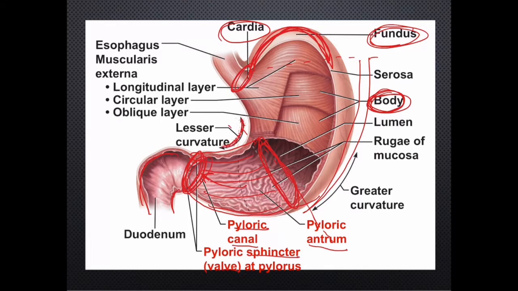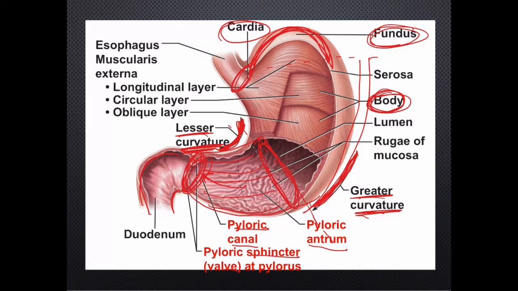If you go back here to the structure of the stomach, you can see that the stomach also going to have 2 curvatures. We're going to have a large curvature. This is my greater curvature. And we're going to have a smaller curvature. This is called my lesser curvature.